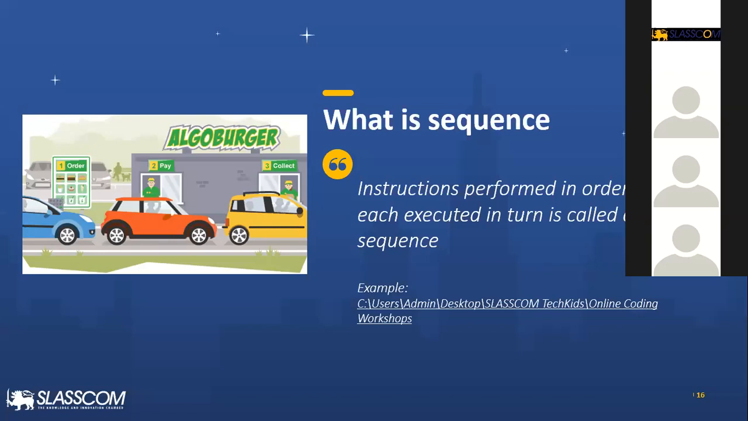You cannot really interchange these steps. You have to first place the order, and then you have to pay, and then you have to collect. That's how the drive-through works. It is an ideal example of a sequence. So I'm going to take you through a small activity.